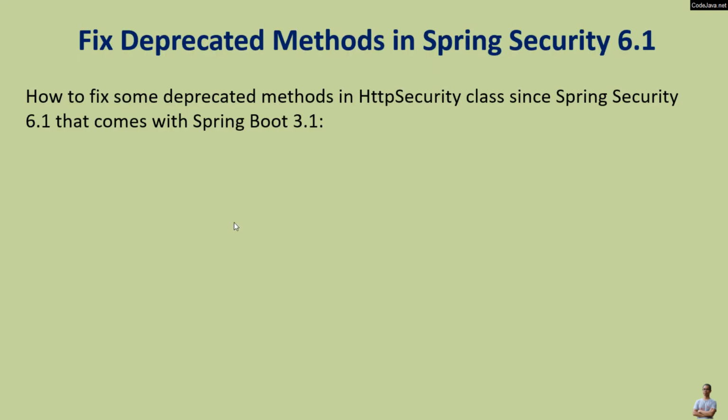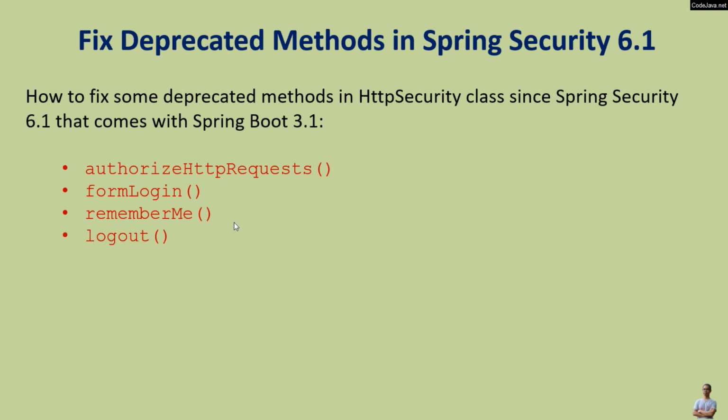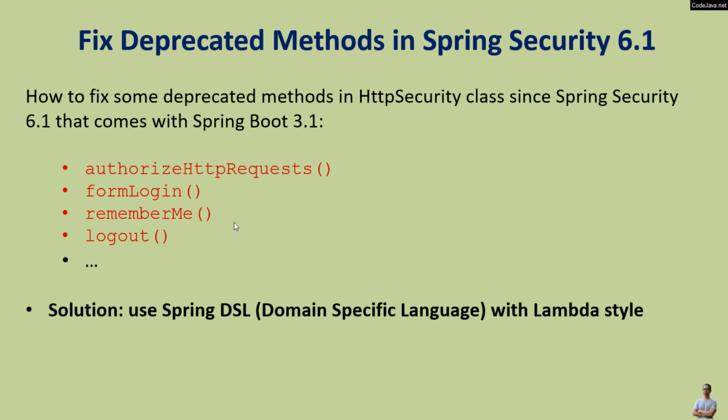In details, I'm going to show you how to fix some deprecated methods in the HttpSecurity class since Spring Security version 6.1 that comes with Spring Boot version 3.1. Such as authorizeHttpRequests, formLogin, rememberMe, and logout, and so on. And the solution is to use Spring DSL, or Spring Domain Specific Language, with lambda style.